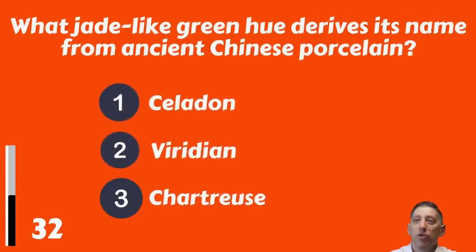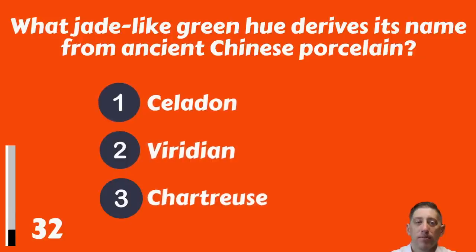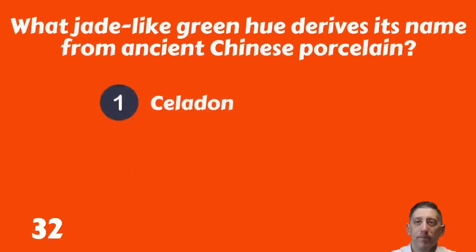What jade-like green hue derives its name from ancient Chinese porcelain? Celadon, viridian, or chartreuse? Celadon.